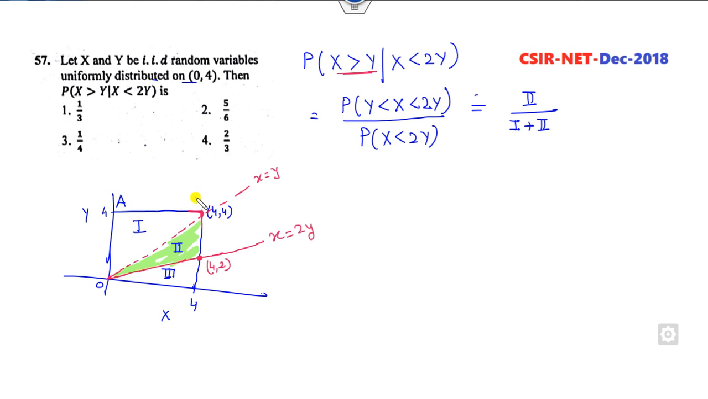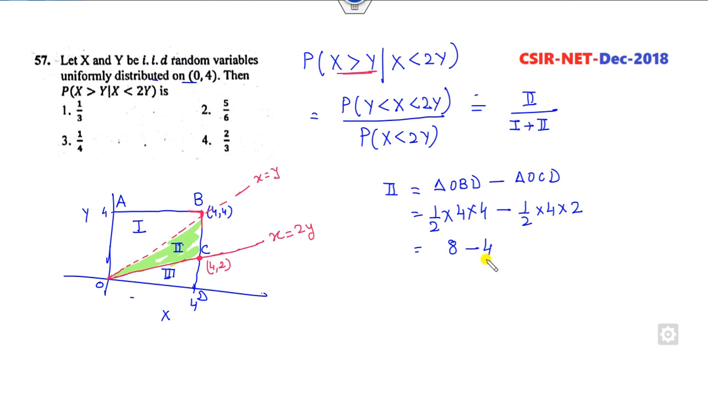That's very simple. If I write O, A, B, C and D, how do you find the area of 2? I can find the area from this triangle OBD minus triangle OCD. How do you find the area of a triangle? Half base, height is my 4. What is the OCD? Half, base is 2, 4, this is my 2. So this is 16, this is 8, this is 4. So this is my 4 over something plus 4.